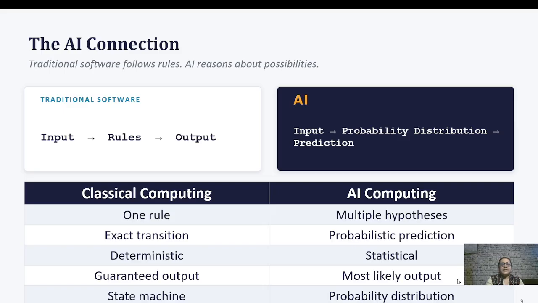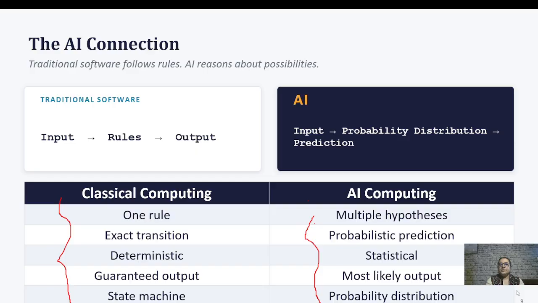So, this comparison helps us relate automata theory to artificial intelligence. Traditional software follows deterministic rules. Given an input, it executes the predefined logic and produces an output. AI systems work differently. Instead of following one exact rule, they assign probabilities to several possible outcomes and choose the most likely prediction.